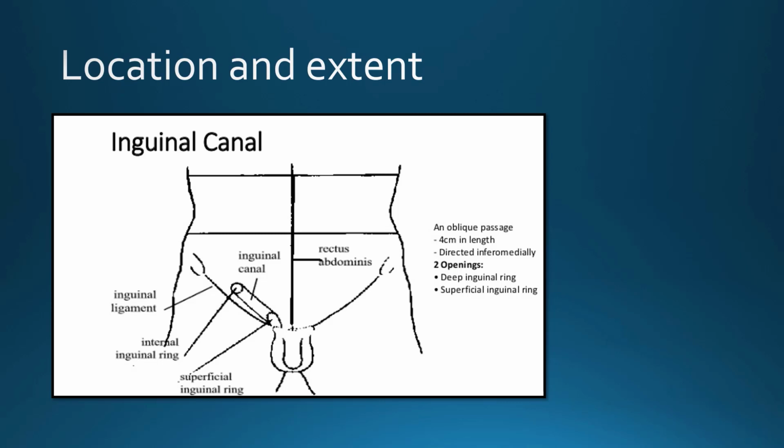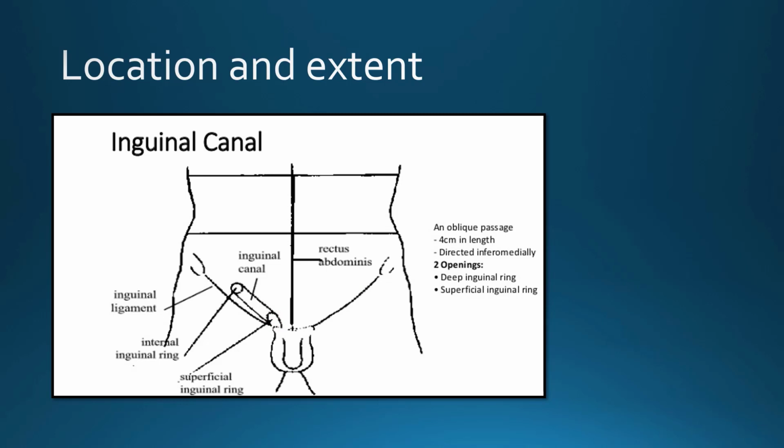This is diagrammatic representation of lower part of anterior abdominal wall. This is midline. This is inguinal ligament. This is anterior superior iliac spine. This is the location of inguinal canal, which is located within the musculatures of anterior abdominal wall in the lower part. It's 4 centimeters in length, directed downwards, forwards and medially. It has two openings, deep and laterally, deep inguinal ring, superficial and medially, superficial inguinal ring.